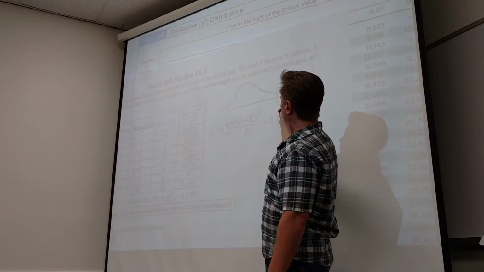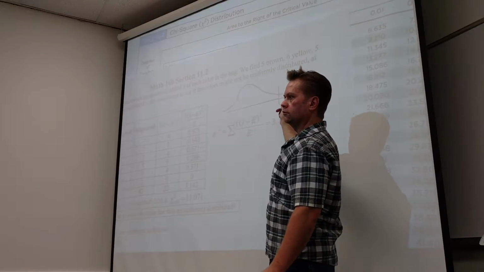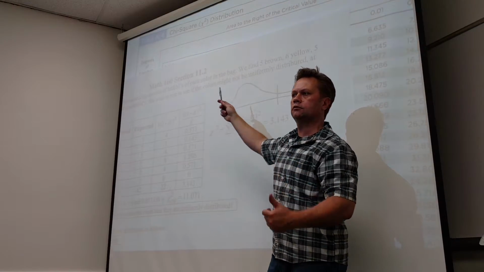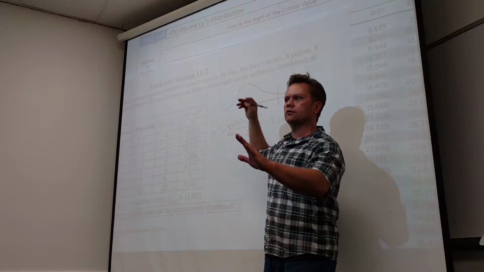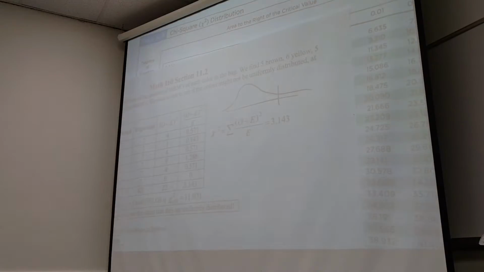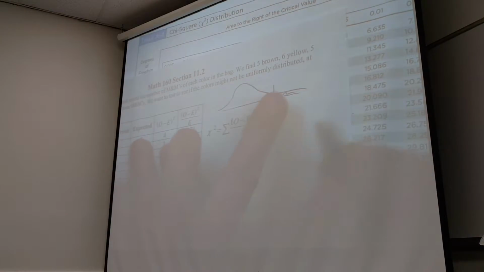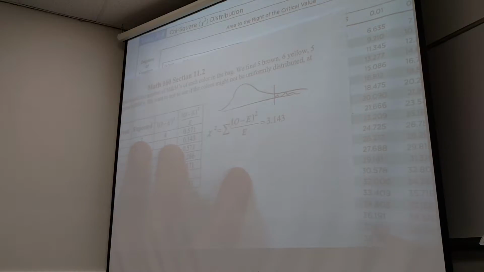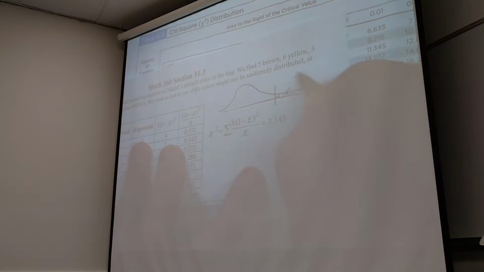And what area is in this tail? What area is in there? Same as always. What's alpha? 0.05. Same as before. Stay with me now. We will get to the point where we do 2-tail tests here, but for right now, this is going to be a 1-tail test. So this is going to be 0.05.